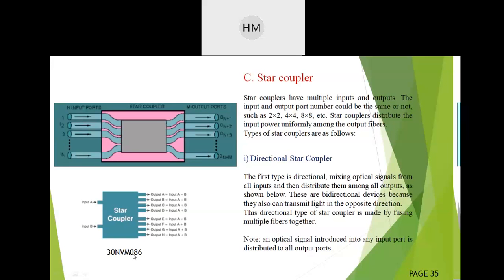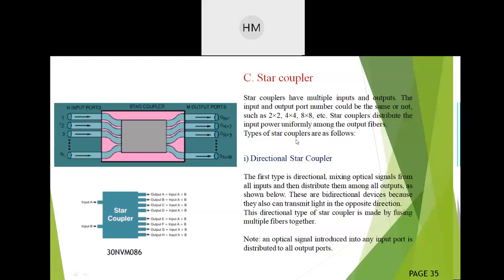If I want to purchase the star coupler, I go to the market, then I have to use its technical name. I can't say give me a coupler. Which type of coupler you want, how many inputs, how many outputs, what combinations you want, that you have to tell. You can design.